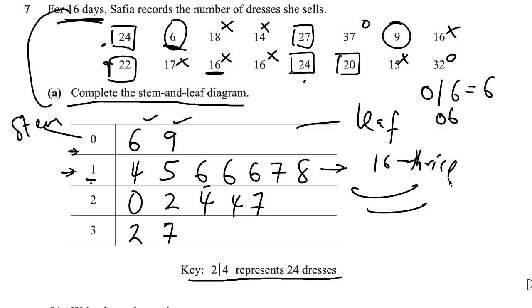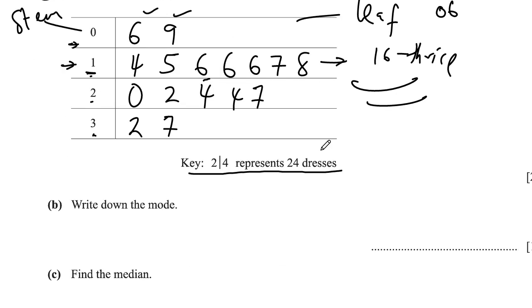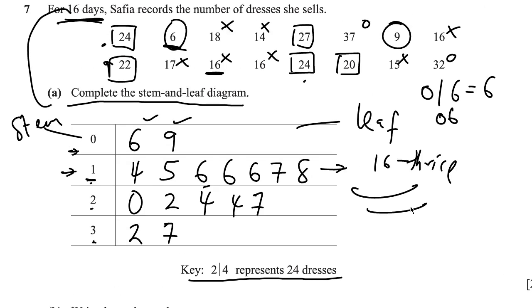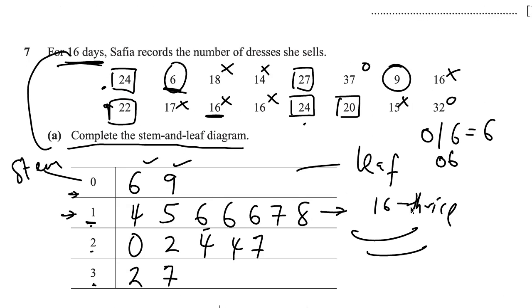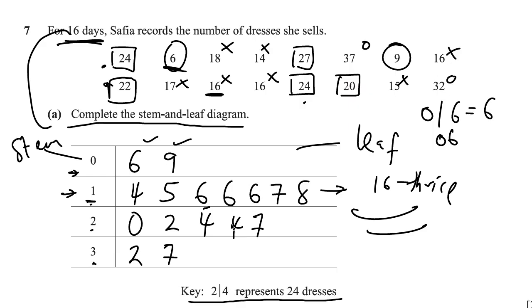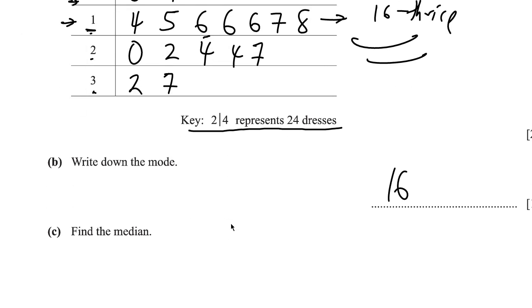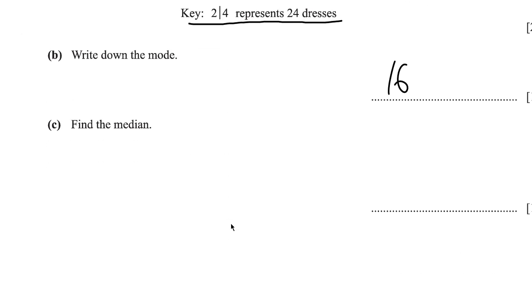Now if we move to the next, which is stem 2, we could see that 24 repeats twice. And then in this case, we can't see any reasonable repetition here. So the mode here is simply 16, because 16 was the most frequently occurring. From the stem diagram, you could easily infer that, because you see a 6, another 6, another 6, which is the most occurring data in the data set.